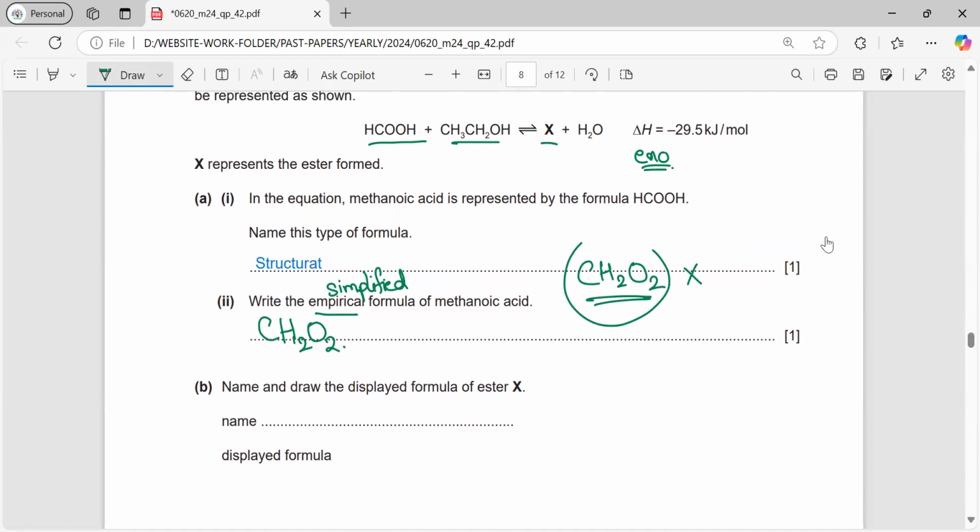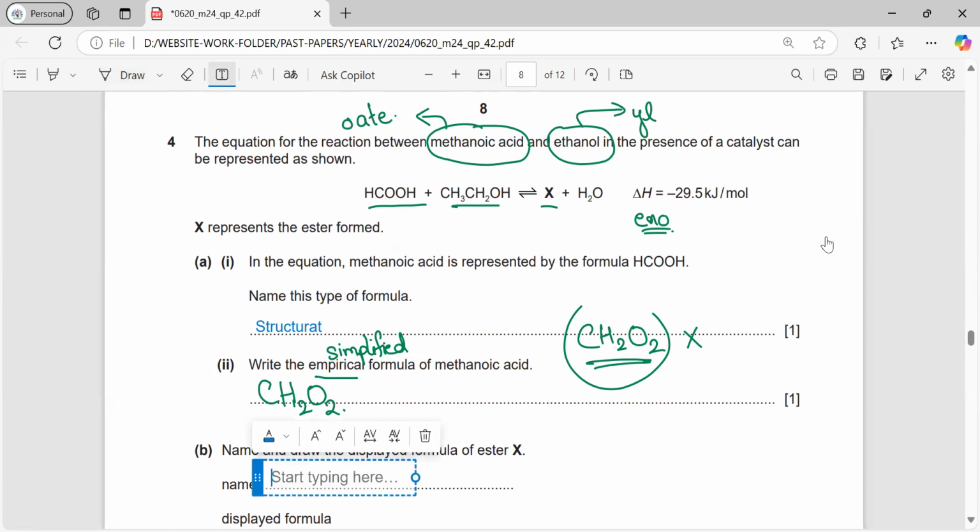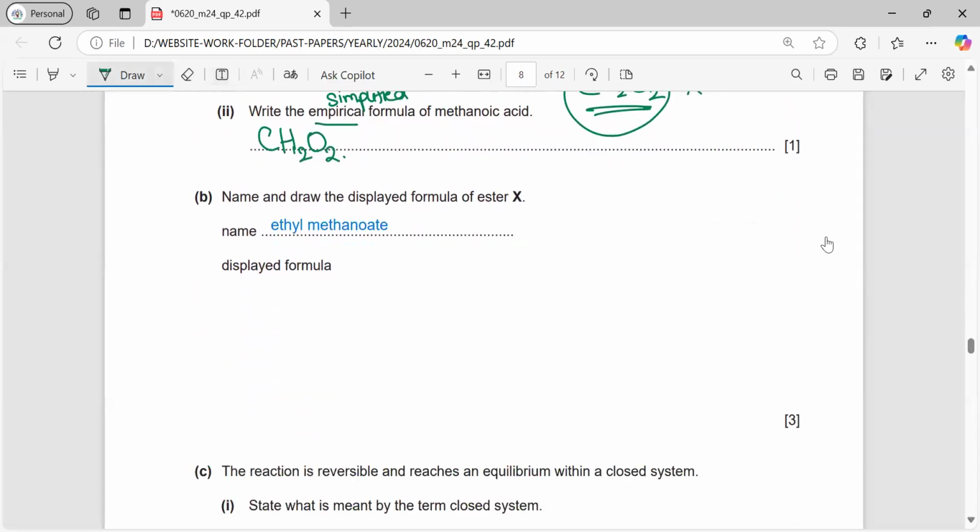Name and draw the displayed formula of ester X. Now we'll make the ester X. First of all, its name. The name of the ester uses the name of the alcohol and carboxylic acid both. The alcohol name will change into yle, so ethanol will change into ethyl, and methanoic acid will change into oate. So the name will be ethyl methanoate.